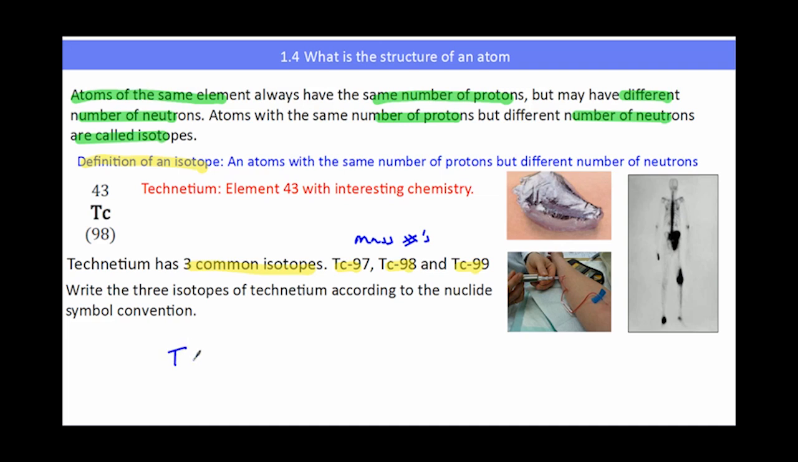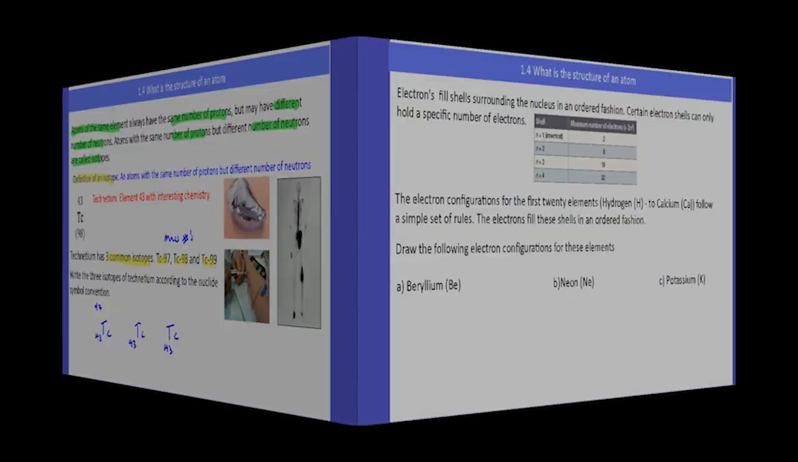And if we were to write those according to the convention, well, they're all technetium, so they all have 43 protons, but then their mass numbers differ. So we have 97 Tc 43, and then we have the 98 and the 99. The interest in chemistry is it's used in medicinal chemistry, and it's good for diagnosing certain diseases.